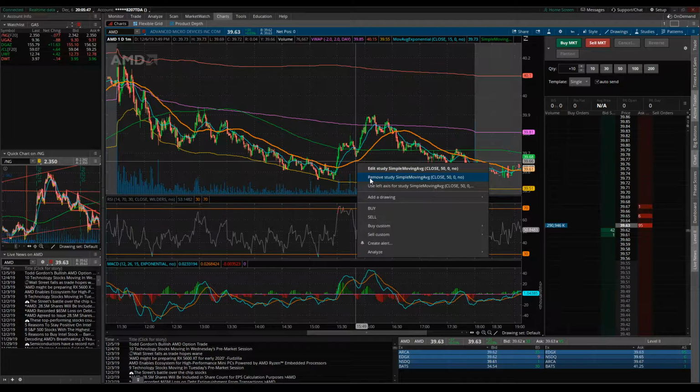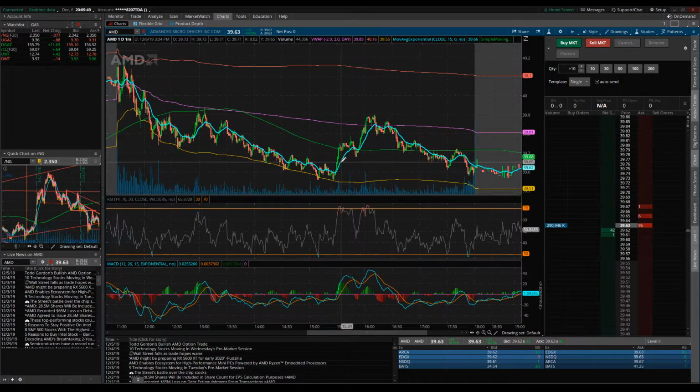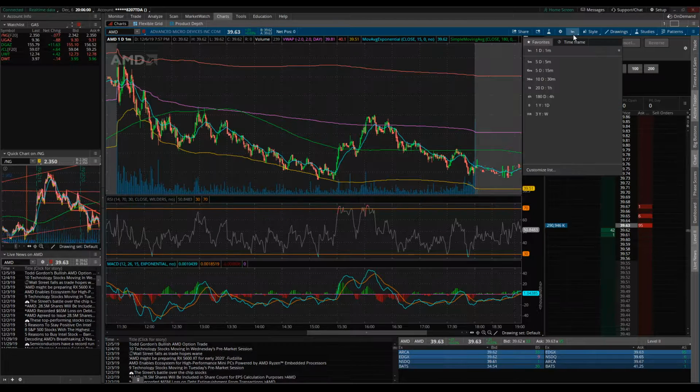So, I do not like this kind of chart. I think it's really messy with more than two: a short term and a mid term, or a short term and a long term. That's all I would recommend.